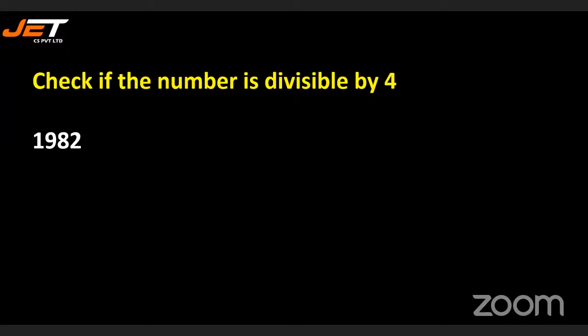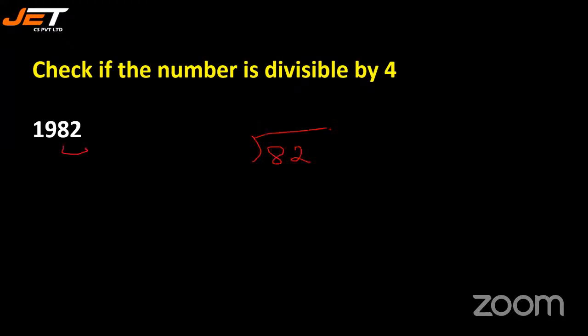So over here, 82. I don't see that 82 is divisible by 4 because I can see a remainder here. So this is not divisible by 4. That means this number is also not divisible by 4. You just have to check the last 2 digits. Now this, here 64. Check this.